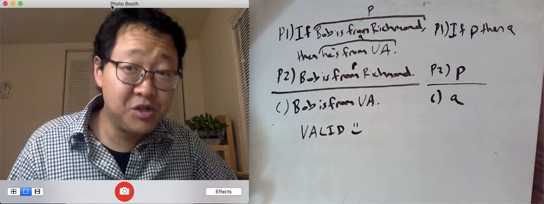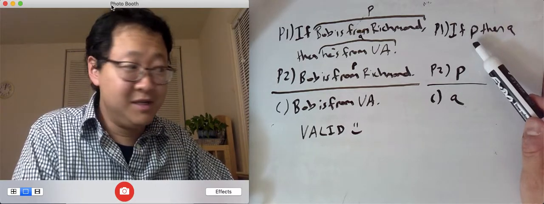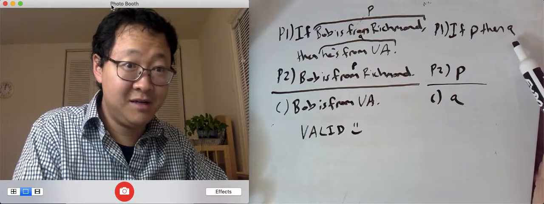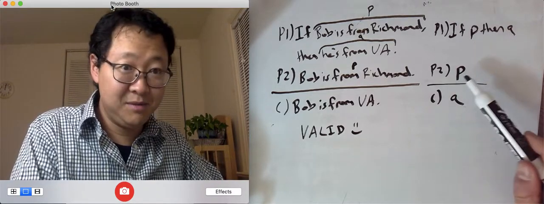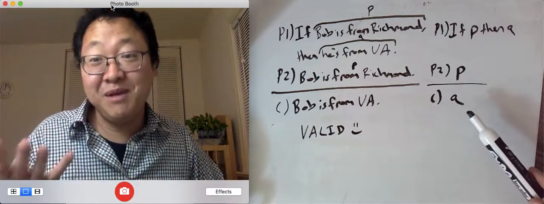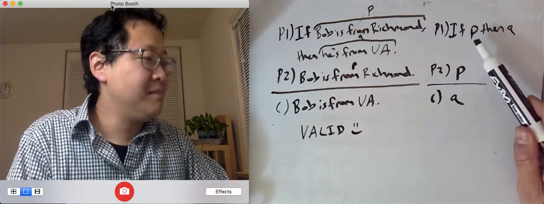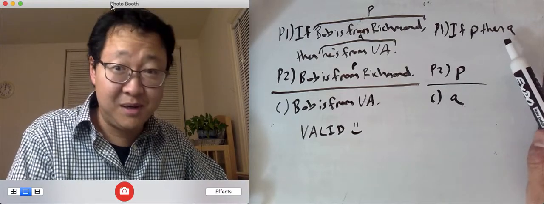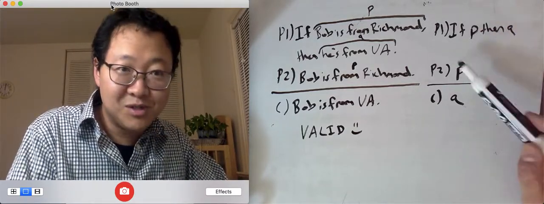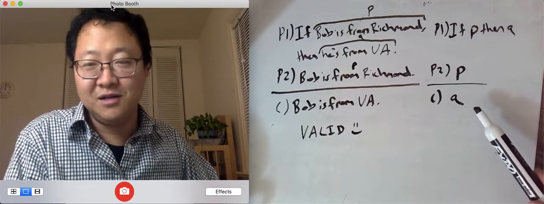Not all the premises even have to be true for the argument to be valid. So we could have, if Bob is from Richmond, then he's from Antarctica. Then P will be Bob is from Richmond, premise two. Therefore, conclusion, he's from Antarctica. Now that's going to be a valid argument. It's just not going to be sound, because premise one will be false. It'll be false that if Bob is from Richmond, then he's from Antarctica. So we have a false premise that makes the argument not sound. But it's still going to be a valid argument. If those premises were true, that if Bob is from Richmond, then he's from Antarctica, and Bob's from Richmond, then it would follow that he's from Antarctica.